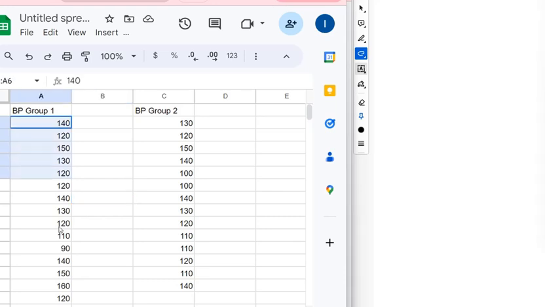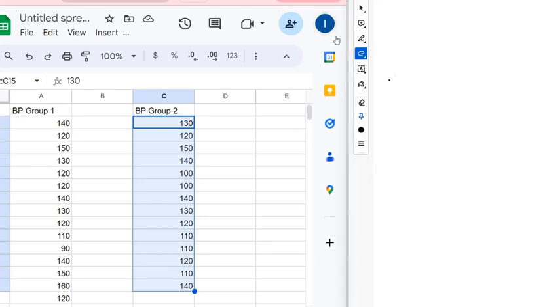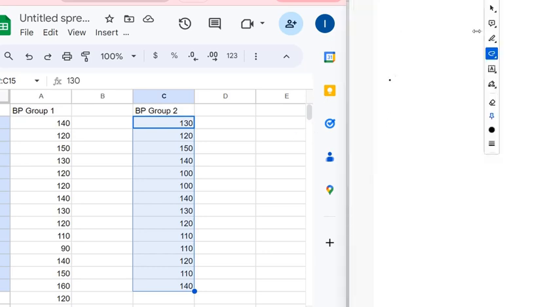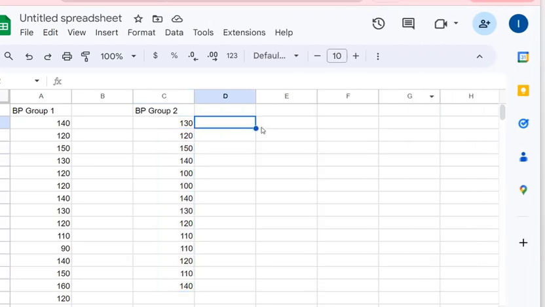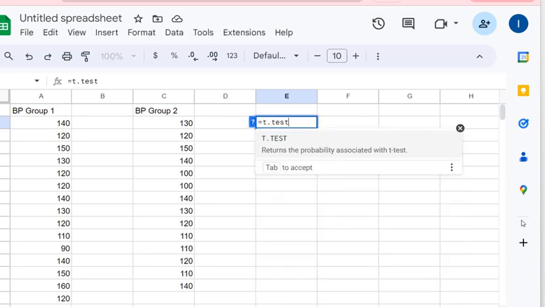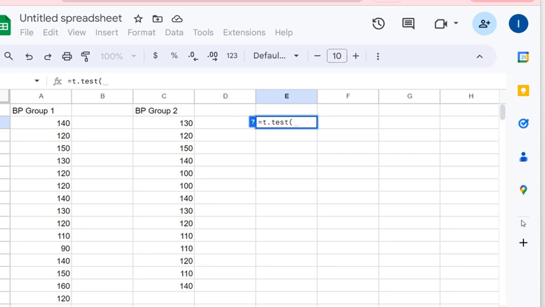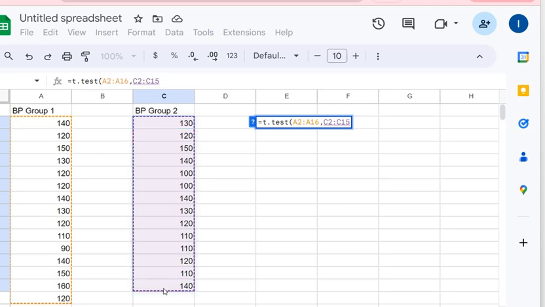If we want to test to see whether these two groups have statistically significantly different means, we can conduct a t-test in Excel. I don't think I actually need the whiteboard for this either. Excel has a function called T.TEST. Find an empty cell and type in equals T.TEST. Open your parentheses, click and drag your first group, put a comma, and then click and drag your second group.